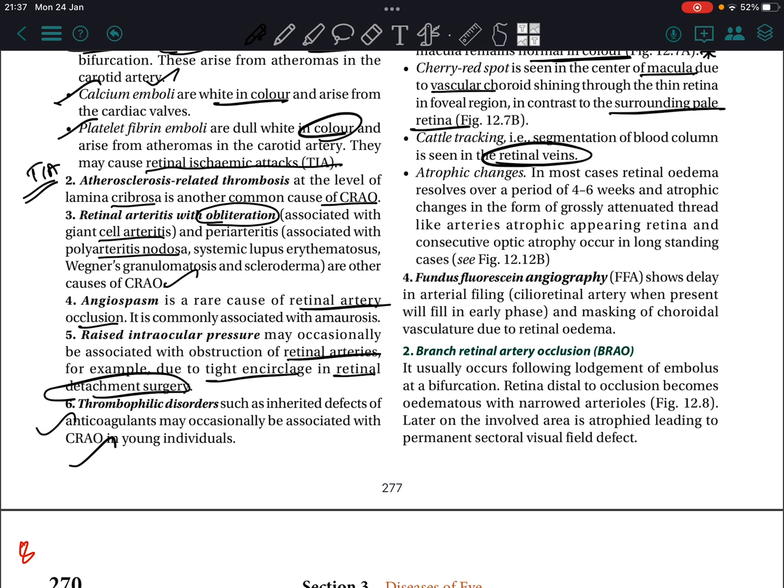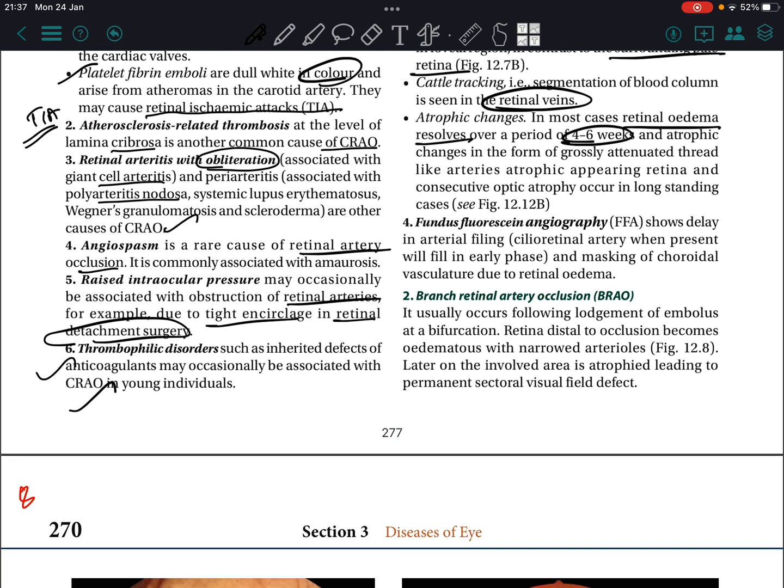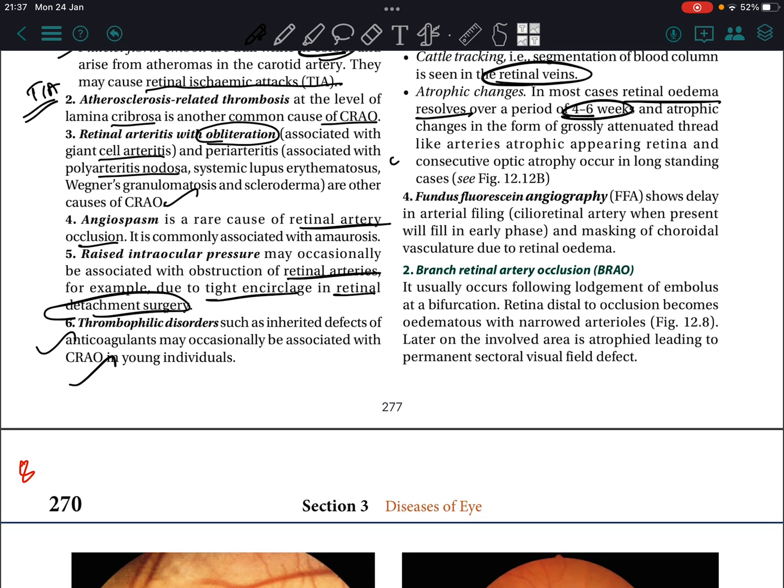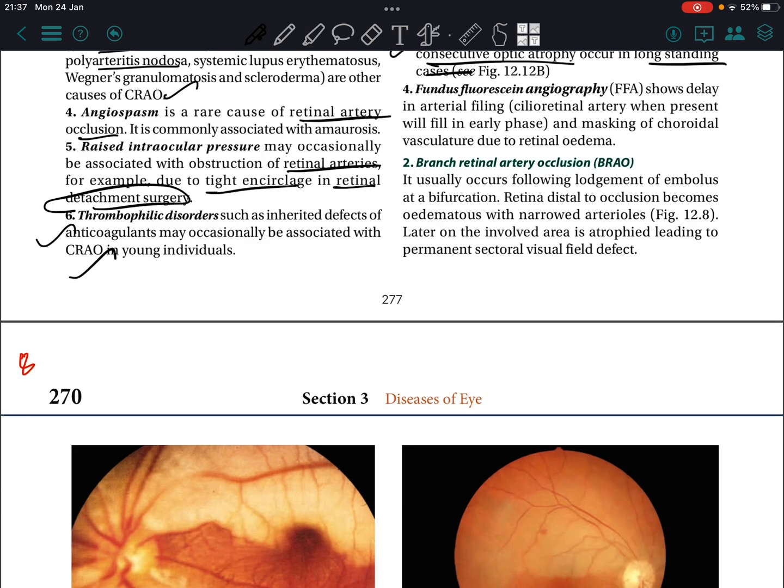Atrophic changes occur in most cases. Retinal edema resolves over a period of 4 to 6 weeks, and atrophic changes in the form of grossly attenuated thread-like arteries, atrophic appearing retina, and consecutive optic atrophy occur in long-standing cases. Fundus fluorescein angiography shows delay in arterial filling and masking of choroidal vascularization due to retinal edema.